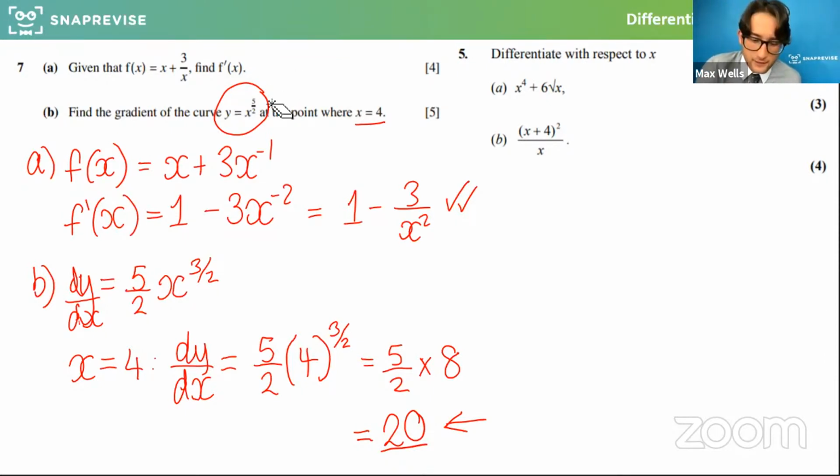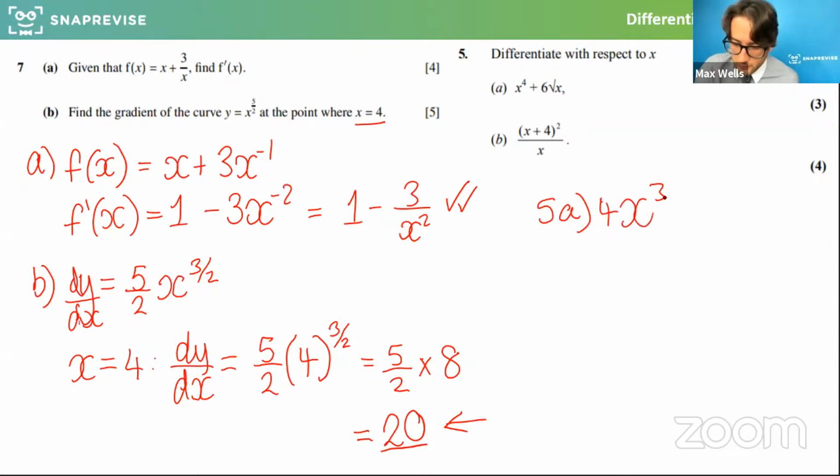Yes, that's it. So differentiate with respect to x. Let's do these quickly. 5a, this will become 4x cubed plus, and remember that this is 6x to the half. So that will become plus a half times 6, so 3x to the minus a half.